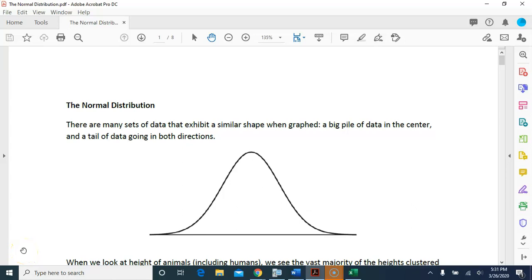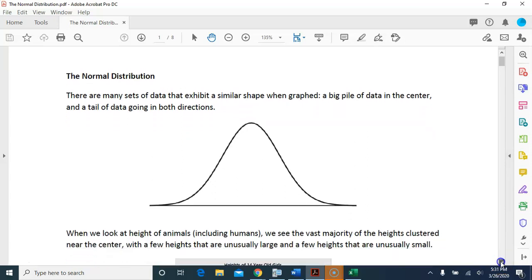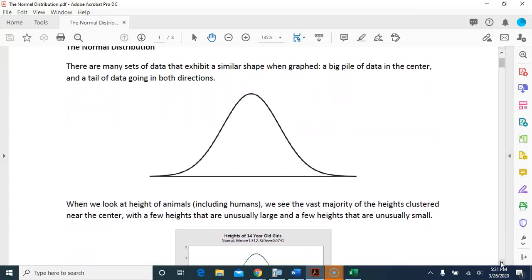Okay, so chapter 6 is basically about the normal distribution. So what is the normal distribution? Normal distribution is a symmetric mound-shaped distribution that has a tail going off in both directions, and a lot of different data that comes up naturally kind of fits this pattern, fits this distribution.